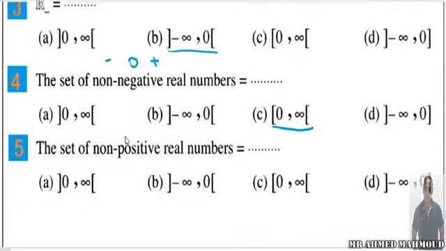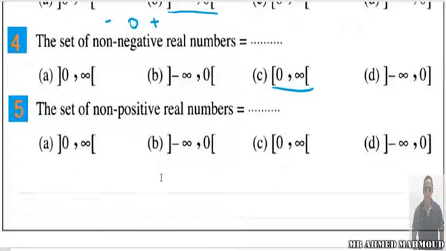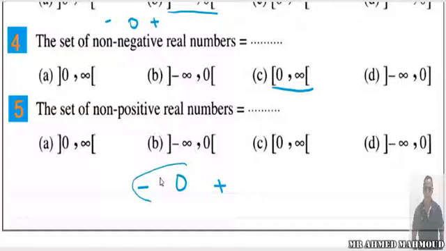Here, non-positive real numbers. Also, if we have negative, 0 and positive, and I need the non-positive real numbers, then I need negative and 0. Then it will be from negative infinity to 0 closed. It will be here.